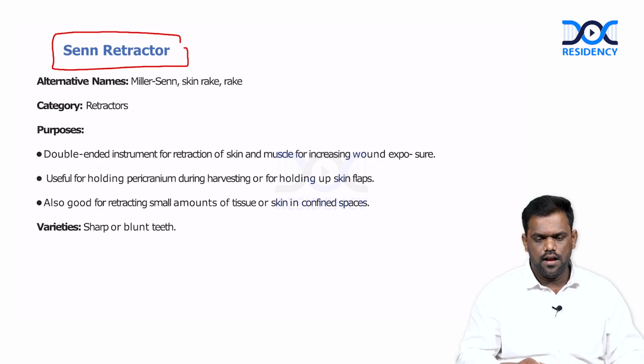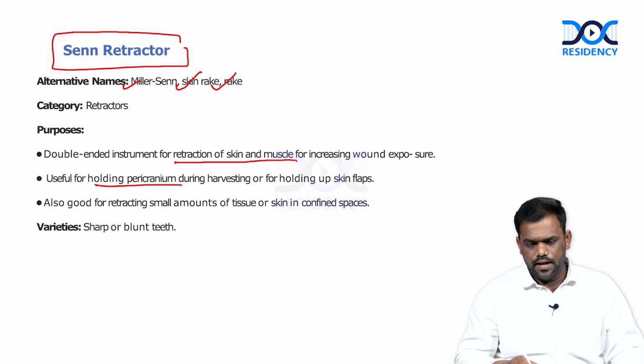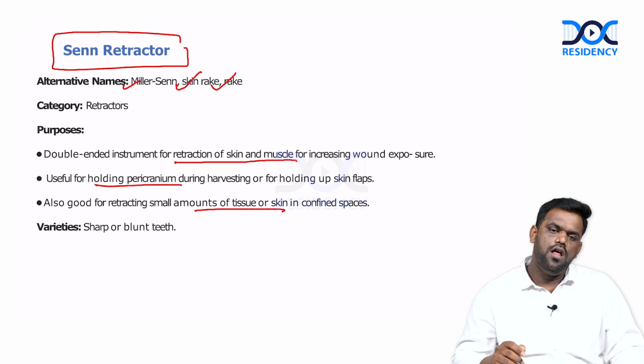Sen retractor. The alternate name is Miller Sen skin rake retractor. It is a double-ended instrument for retraction of the skin and muscles for increasing wound exposure, and useful for holding the pericranium. It's also good for retracting small amounts of tissue in confined spaces. It has sharp or blunt teeth. Okay, Sen retractor.